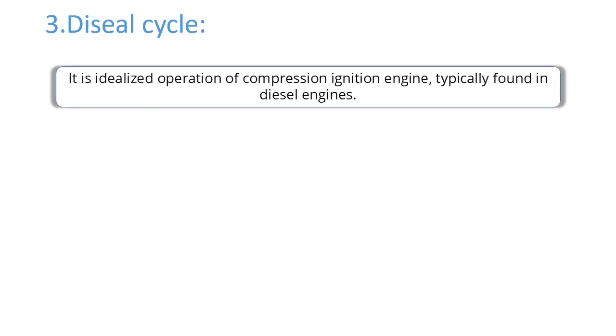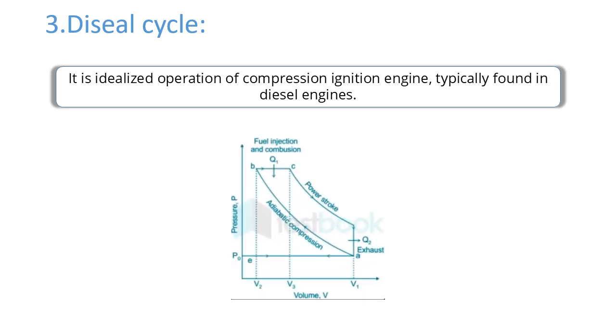Now we will see about the diesel cycle. It idealizes operation of a compression ignition engine typically found in a diesel engine. This diesel engine consists of a 5-step process. The first step is intake. Air is sucked into the cylinder.